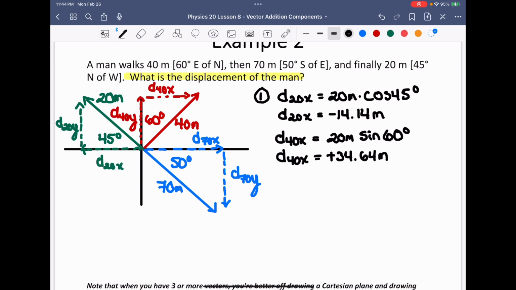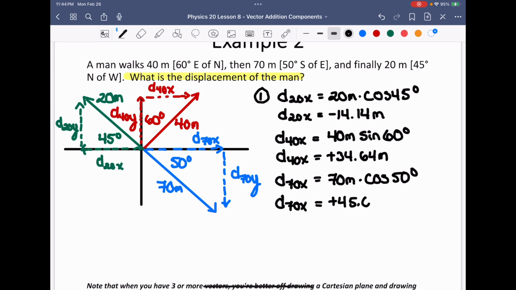Okay, lastly, we want the d70x. I'll make sure I highlight what ratio we're going to need in order to solve this. If I go off to the side, 50 degrees is here. This is our adjacent value. This is our hypotenuse. So I'm going to have to use the cos ratio. Oh, and I should backpedal very slightly. The last one needs to be 40 meters times the sine of 60. And then our new one needs to be 70 meters times the cos of the new degree, which was 50. Now d70x is equal to 70 times the cos 50, which should give me positive 45.0. And this is in meters.